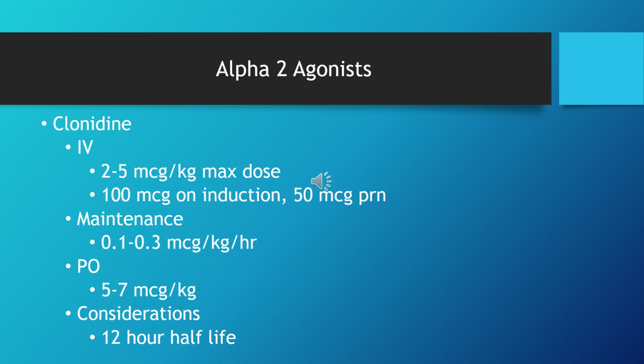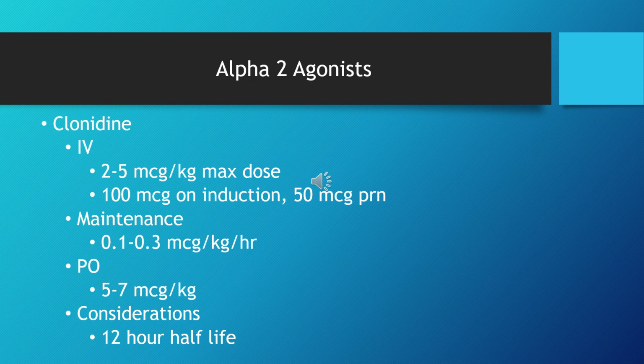In the literature, you see dosing of anywhere between 2 to 5 mics per kilogram. Personally, one way I have found to make sure that I'm not giving too much is to draw up my maximum dose, give 100 micrograms of that on induction, and then 50 micrograms PRN for hypertension or tachycardia, and to never give more than I initially drew up.